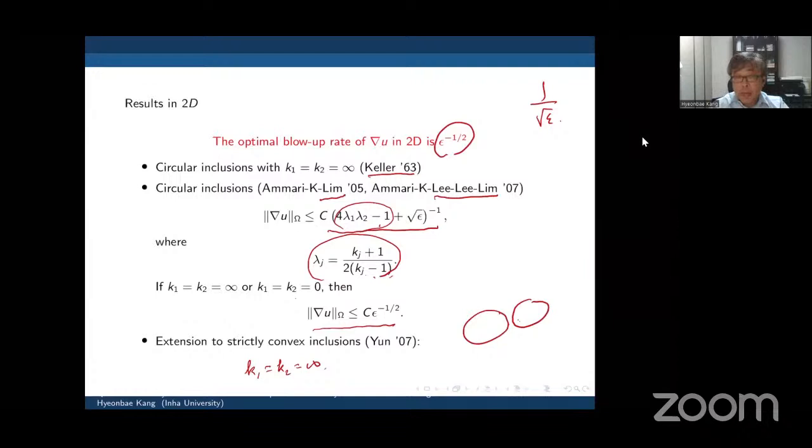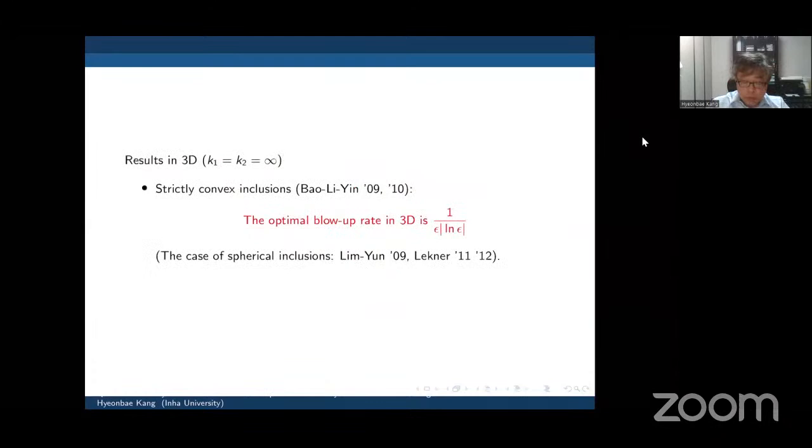In 3D, in 2009 and 2010, Yan Yan Li and his students proved this surprising result: the blow-up rate is 1 over epsilon for K1 and K2 infinity. The circular inclusion case was also obtained with the same result by Lim and Yun and Lechner. Okay.